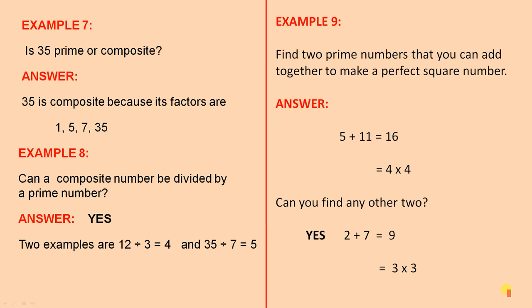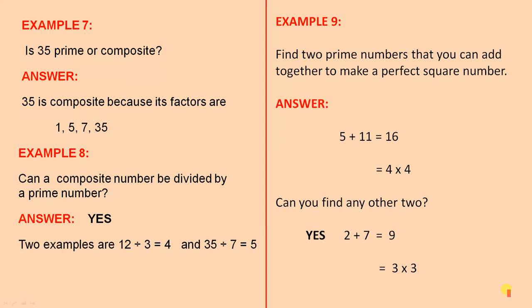Example 7. Is 35 prime or composite? Answer. 35 is composite because its factors are 1, 5, 7 and 35.